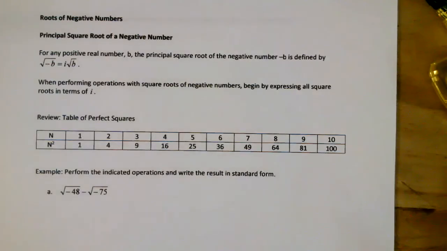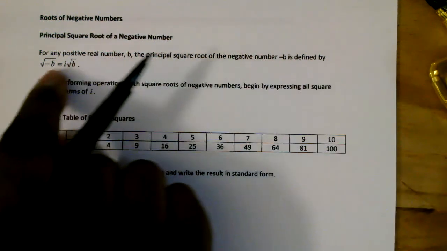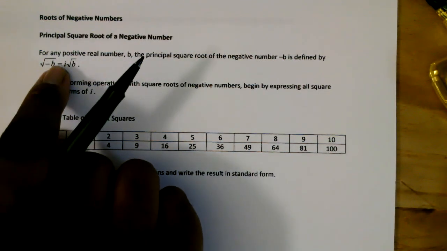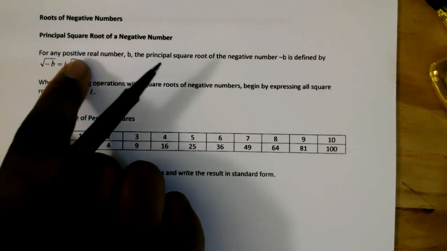All right, next we'll look at roots of complex numbers. Roots of negative numbers. And we're going to talk about the principal square root of a negative number. For any positive real number b, the principal square root of negative b is going to be defined as this: the square root of negative b equals i times the square root of b.